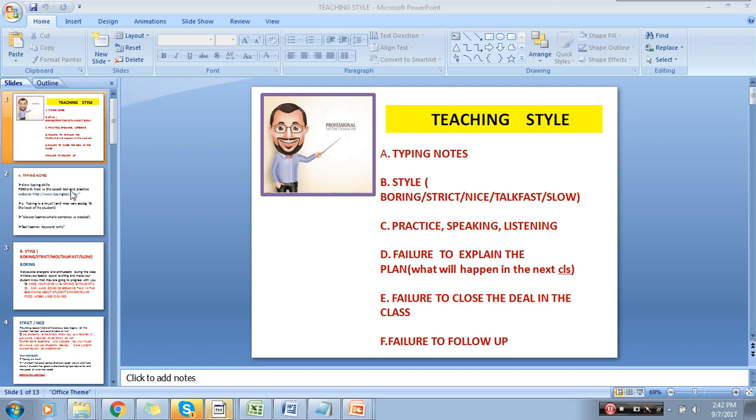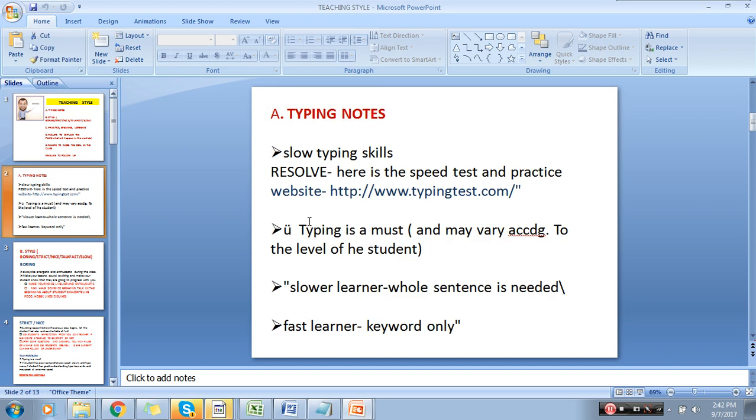So let's deal with typing notes first. Okay, so for typing notes, it's really necessary that we have this kind of skills when we are teaching, because of course our students are Chinese and they find it hard sometimes to catch up with what we are talking. So we need to type. Okay, here are some problems that usually we deal with typing skills. So slow typing skills. And how are we going to resolve that?